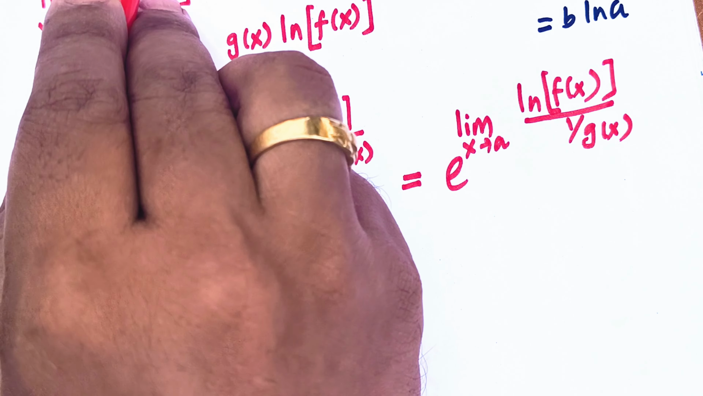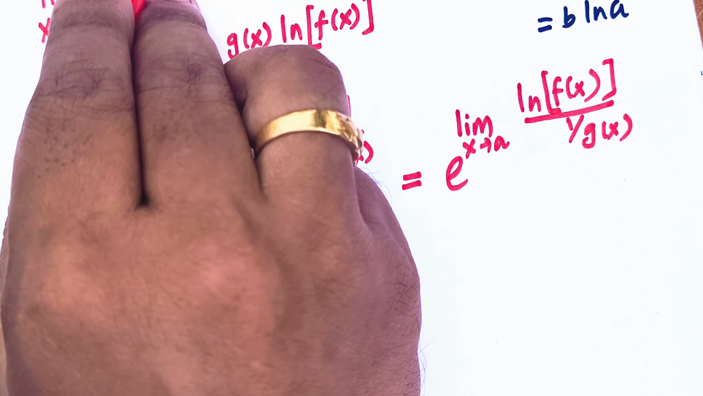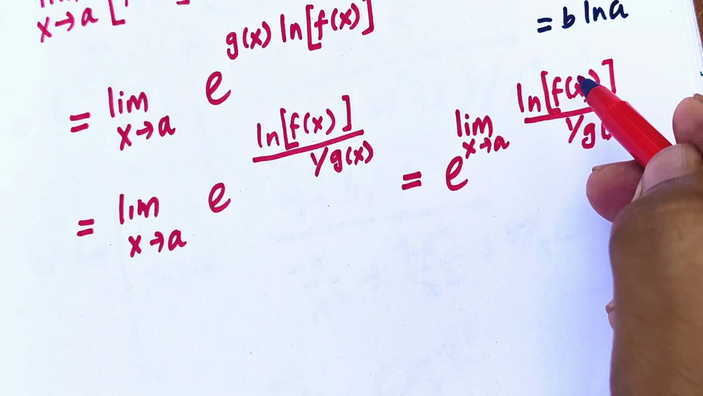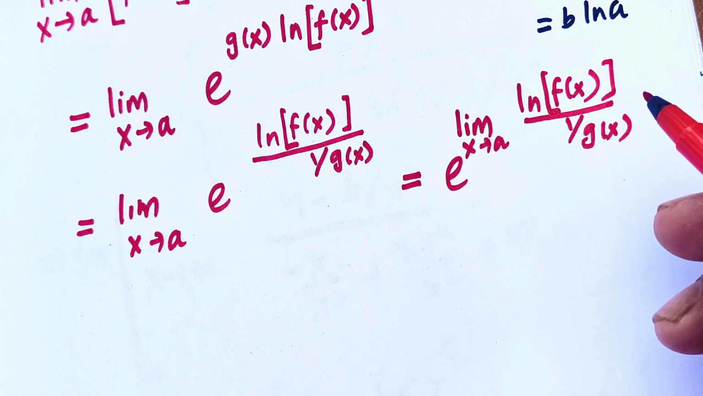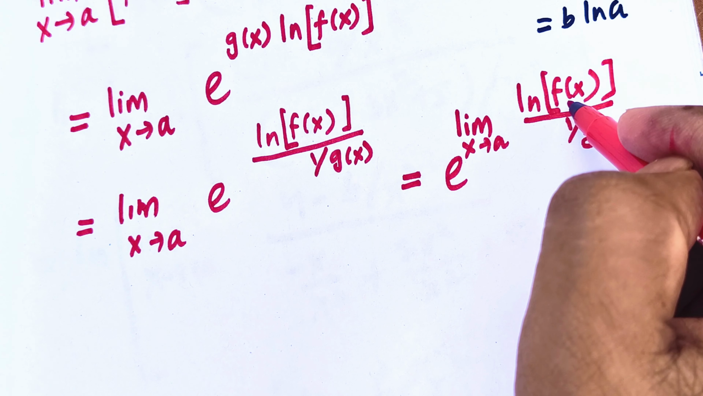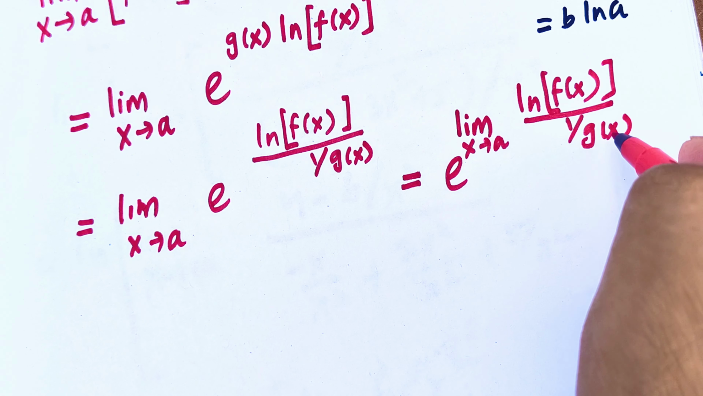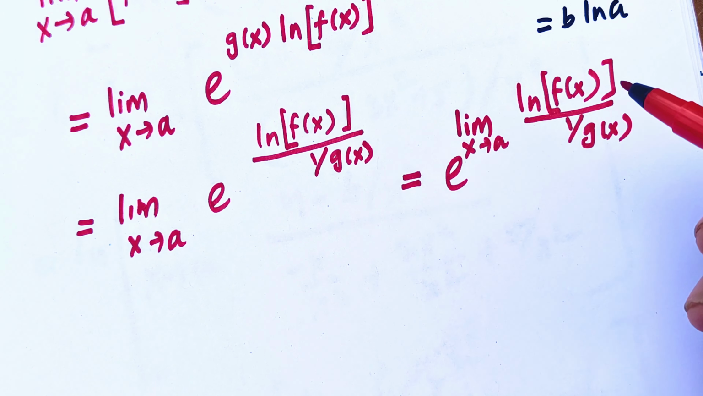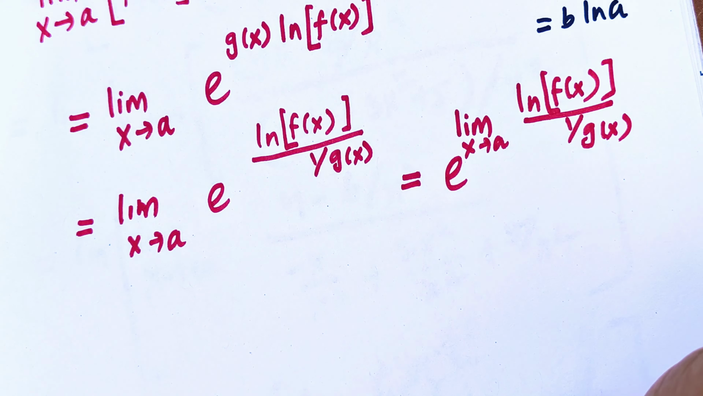And if your limit is in 1 to the power infinity form, then f(x) approaches 1 and g(x) approaches infinity. ln of f(x) approaches ln of 1, which is 0, and g(x) approaches infinity, so 1 over infinity will approach 0. So you have 0 over 0 form here. If your limit is in 0 to the power 0 form, then f(x) approaches 0 and g(x) approaches 0, so 1 over g(x) will approach infinity, and ln of 0 approaches minus infinity, so you have infinity over infinity form.